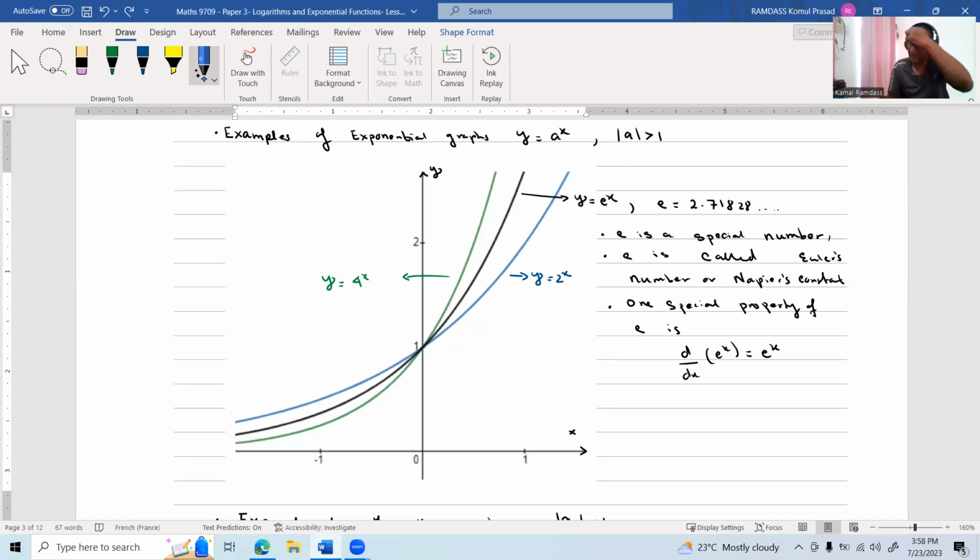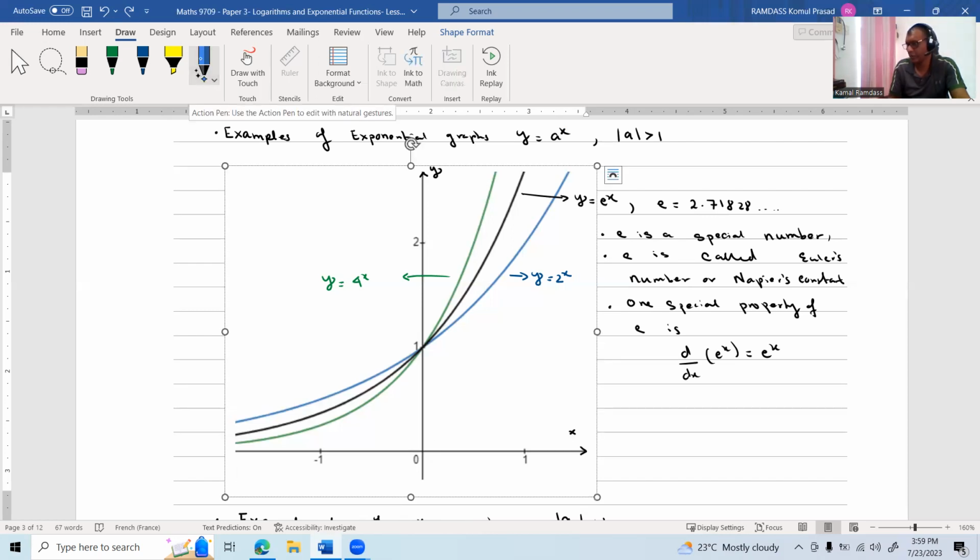And when x is less than 0, for example when x is equal to minus 1, 4 to the power of minus 1 is 1 over 4. On the other hand, 2 to the power of minus 1 is 1 over 2. 1 over 4 is less than 1 over 2, so the green graph is under the blue graph. And in the middle, there is a special graph.